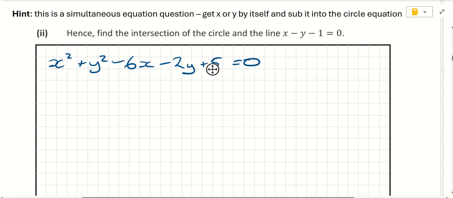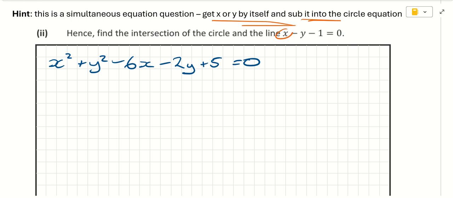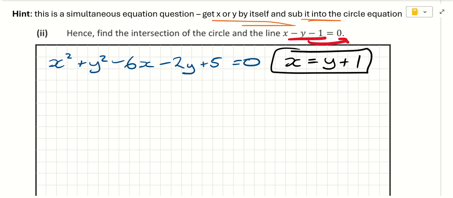Now, remember, you get x or y by itself and sub it in. So here, it's easy to just keep x by itself. So let's just take these two things and lash them over there. So that will give us x equals y plus 1. Okay, these simultaneous equations, this is always the approach that you want to take. So that means everything we've got a y plus 1 for x. So that means we can plug a y plus 1 in there and a y plus 1 in there. So just everywhere you see x, change it to y plus 1.